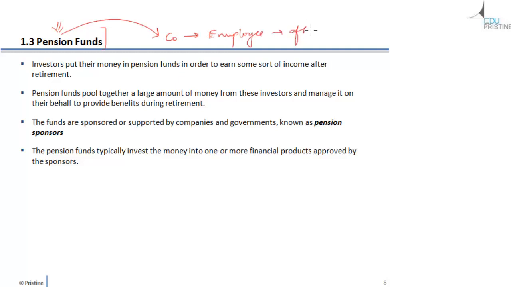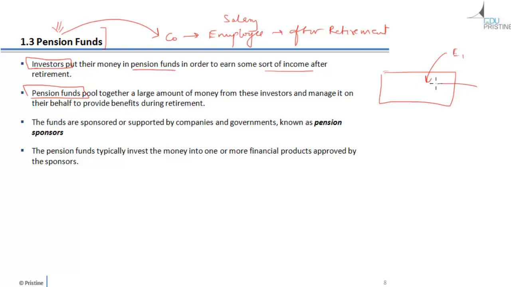What is critical is after retirement. Before retirement, what an employee gets is known as salary or compensation, and after retirement, what he gets is known as pension. Now, investors, who are the participants of the plan, or the workers, put a lot of their money as a safe haven in the pension fund in order to earn some sort of income. The pension fund is basically a large pool constituting money from different types of employees. So I'm talking about an investor known as a pension fund, which in turn has taken money from different employees. This is one of the institutional investors.